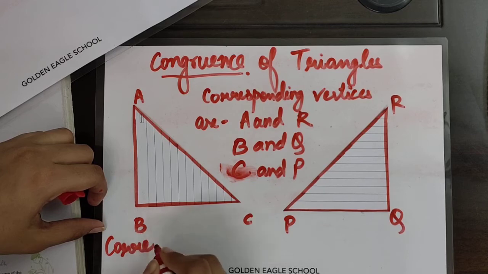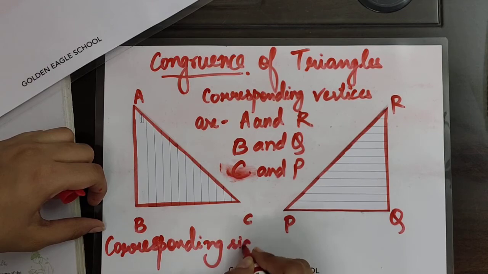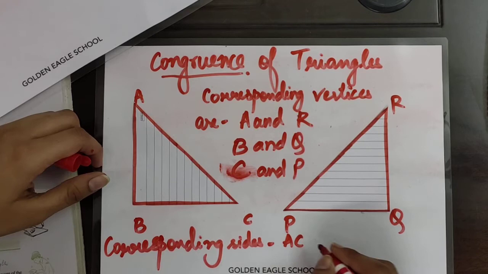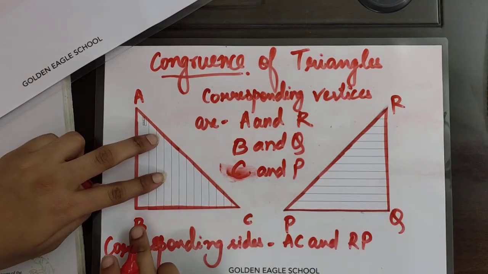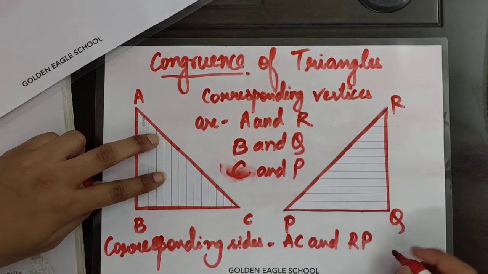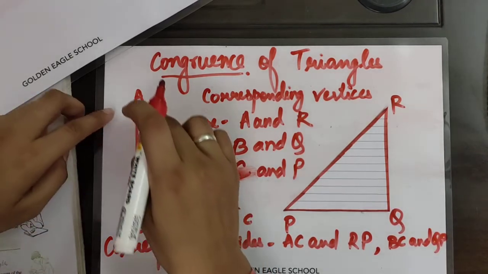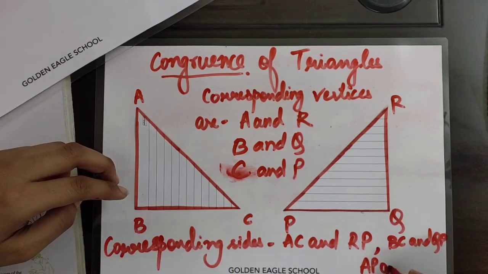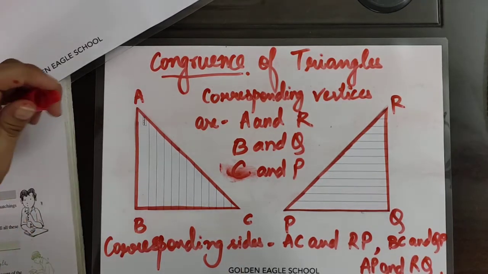So talking about corresponding sides: AC and RP first. Next, BC and QP, right? Then which is left? AP and RQ. So these are the corresponding sides.